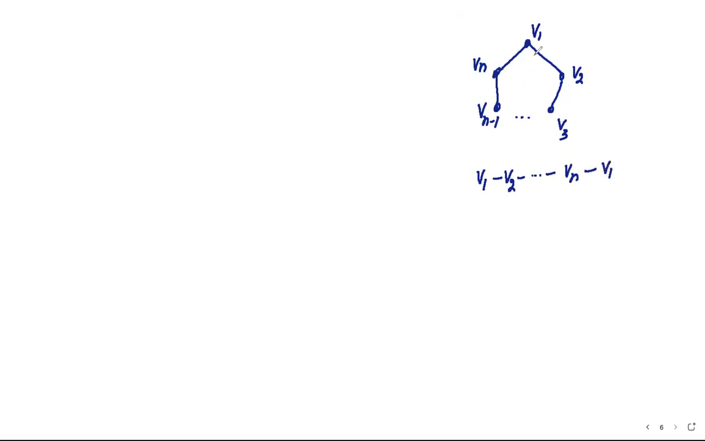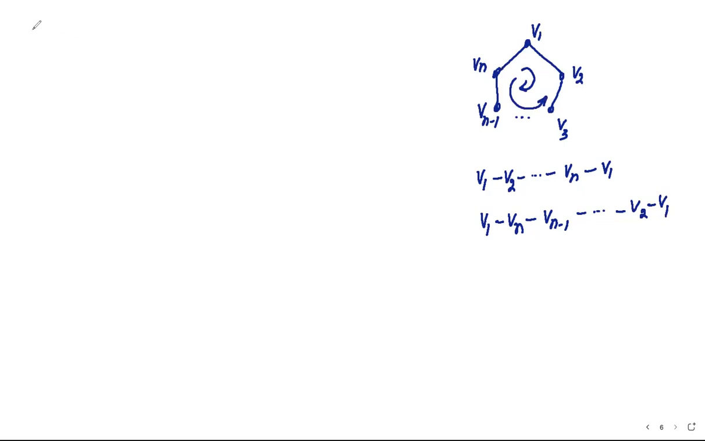But the same cycle can be written in this way, in the clockwise direction. The same cycle in the graph can also be written as V1 going to Vn, V1 is adjacent with Vn, then Vn is adjacent with Vn minus one, and so on, until V2, which is adjacent with V1. So the same cycle can be written from V1, V2, up to Vn and then V1, but it can also be written in the reverse direction. Therefore, every cycle Cn has two different expressions.